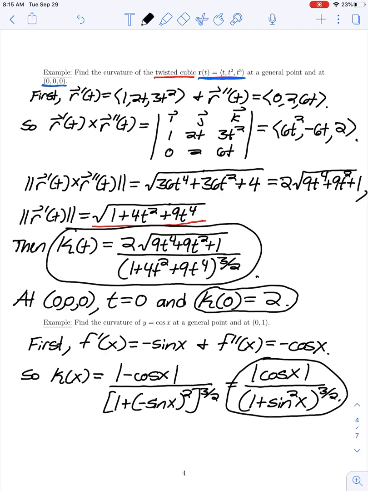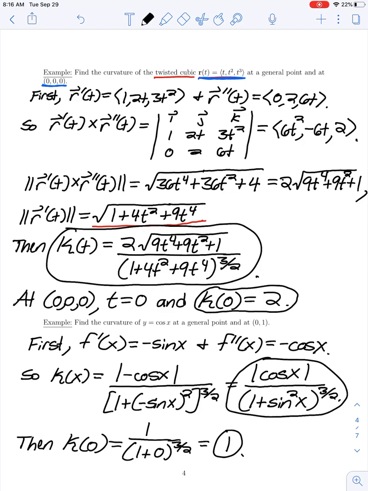And at the point 0, 1, well, we just found an expression for the curvature in terms of a general point x. At the point 0, 1, x is 0. So for that point, we would substitute 0 in place of x, and we would have the absolute value of cosine of 0, which is 1, over 1 plus sine of 0 squared, which would be 0, all raised to the 3/2 power. So 1 over 1 would just be 1.